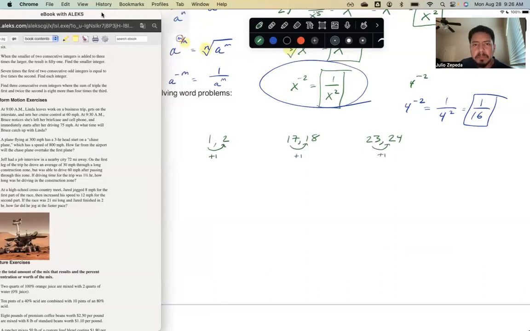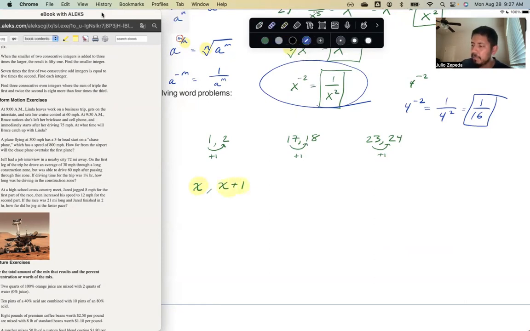So if we want to represent them more generally, we could say x is the first of the consecutive integers, and then the next one is going to be x plus 1 more. So x and x plus 1 can represent 2 consecutive integers as long as x is an integer. Okay, so which one is the smaller of these integers? x, and then x plus 1 is the larger.